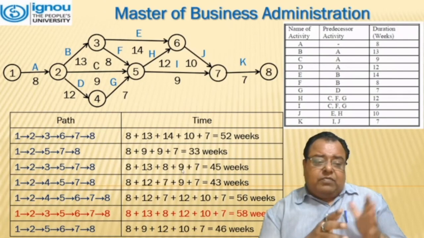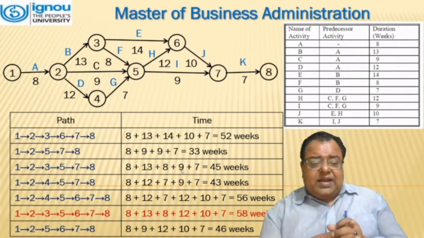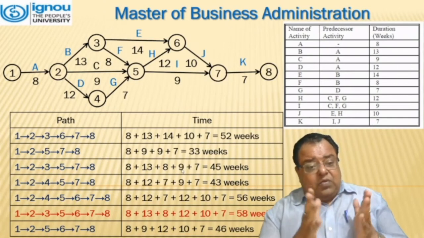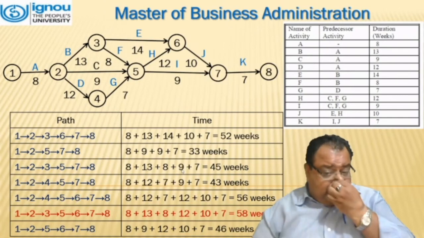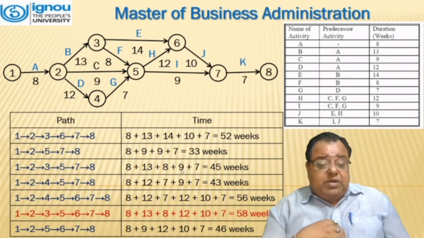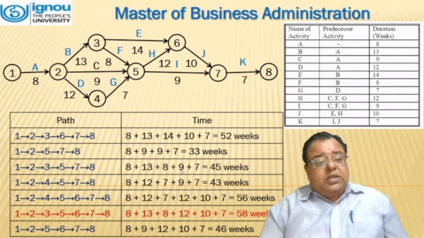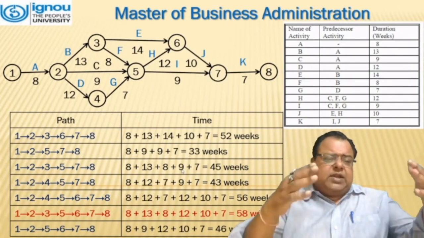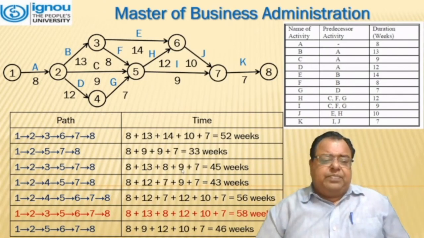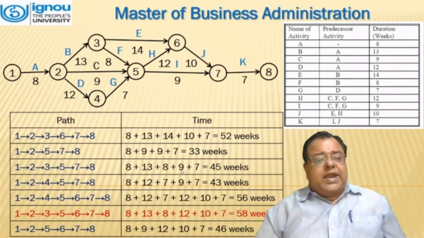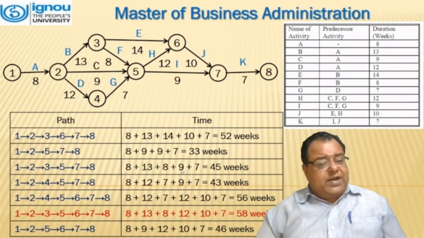Now, we can see there are 7 paths. Which are these paths? From this, we have to calculate the time duration, and we have to consider the maximum time duration for the completion of the project. So first of all, initially at the top, we can see 1, 2, 3, 6, 7, 8, the simplest one. Second one is 1, 2, 5, 7, 8.